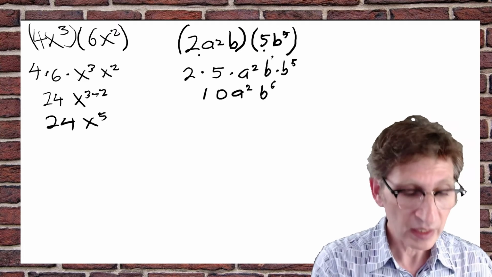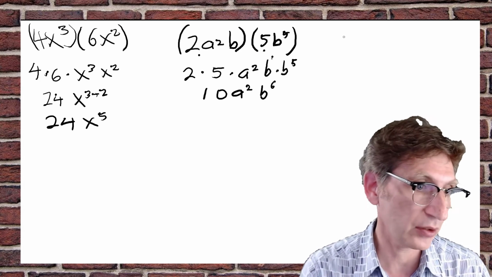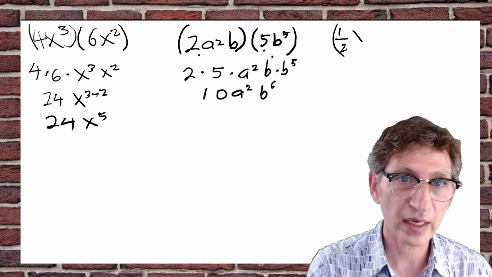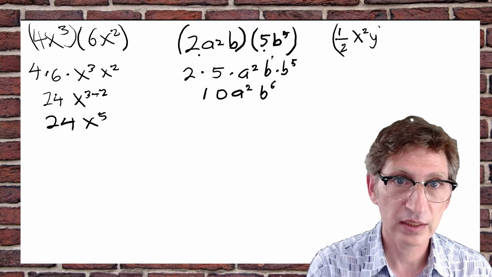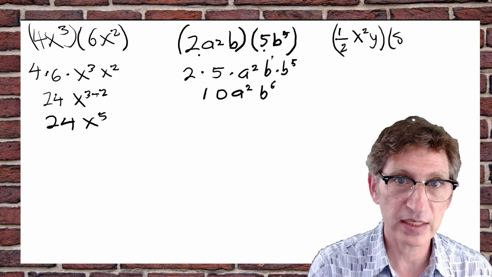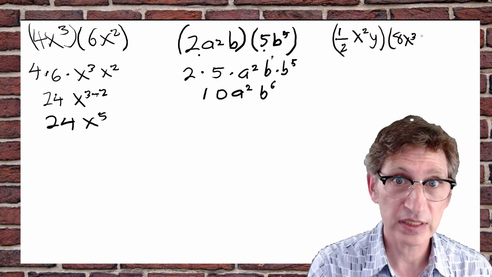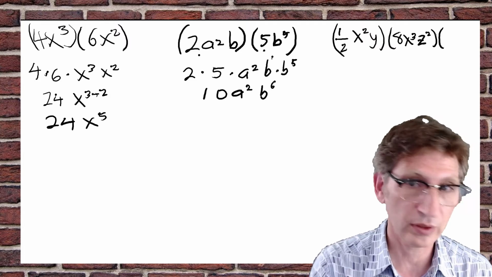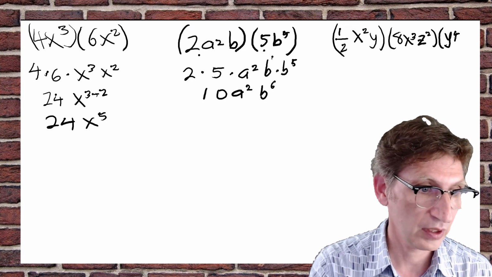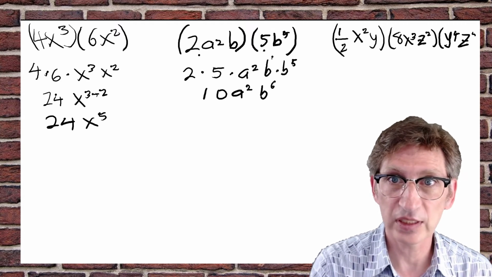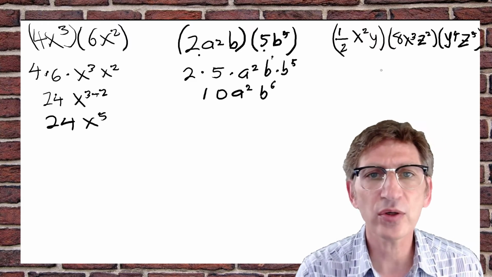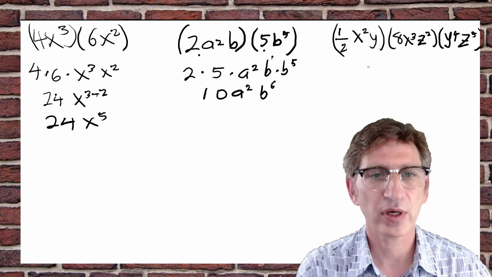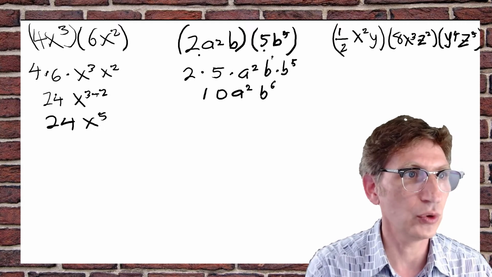B, that's b to the first, so b to the first times b to the 5th makes it b to the 6th. Sometimes you get 3 monomials. How about 1/2 x squared y? We'll multiply that by 8x to the third z squared, and then a third monomial, y to the 4th z to the 5th. So I could rewrite it, putting all the numbers together, all the powers with the same base together. I'm going to try this in one fell swoop.